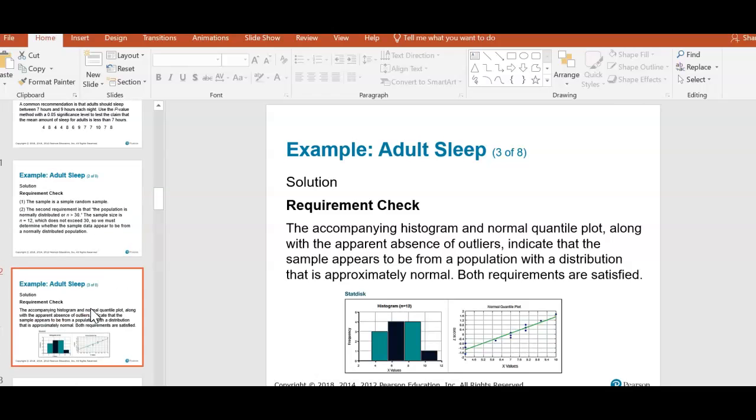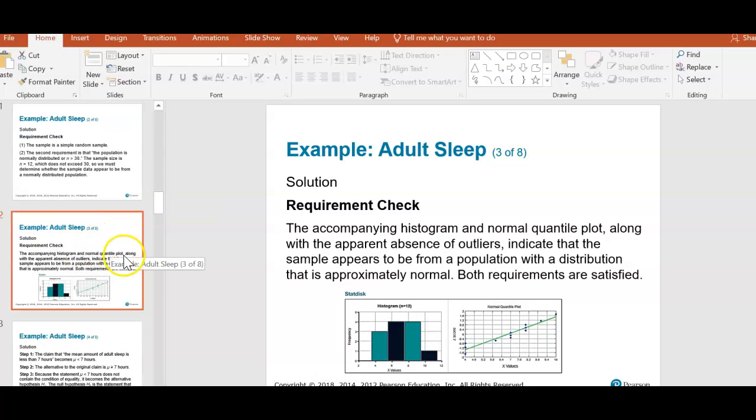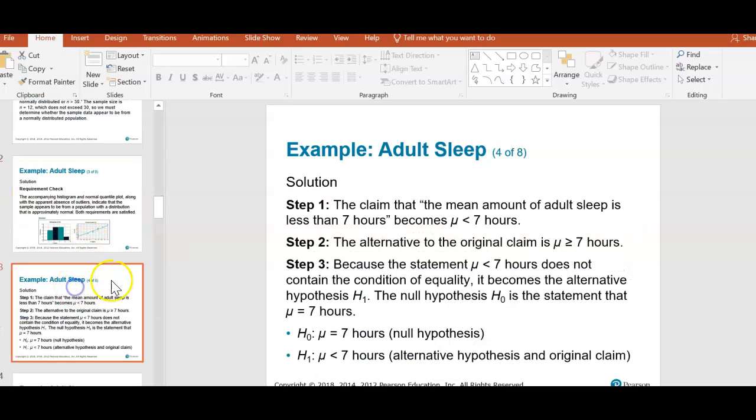Most of the time when you get these problems, it's going to be a little clearer that yes, I have a sample greater than 30, or yes, I know the population's normal. This one's kind of on the squishy side, but they're going to go ahead and do it. So we go through our hypothesis testing that we did the last time.